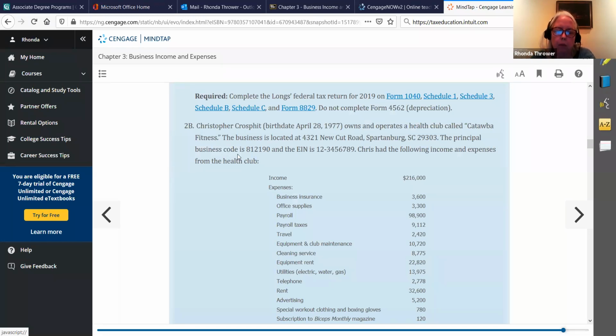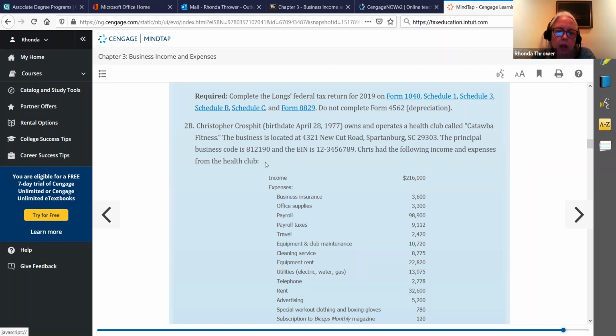And so the person that we're going to be filling out the tax forms for is Christopher CrossFit, and he owns and operates a health club called Catawba Fitness. So he owns his own business. So the business, they tell you where it's located. It's located in Spartanburg, and they give you the business code.